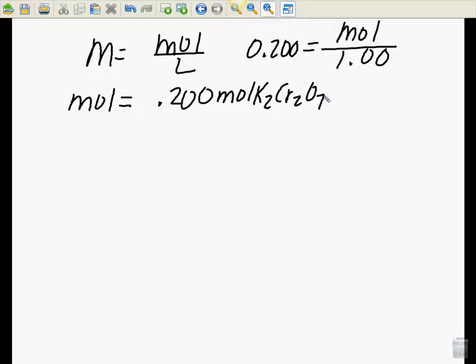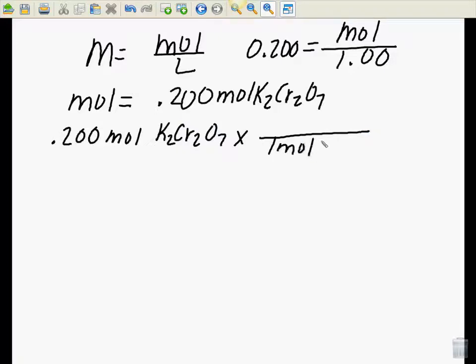And they were even really nice to us. Normally we'd have to calculate the molar mass of that mess, but in this case they said, hey, we'll give you the molar mass. So all you have to do is take 0.200 mole of K2Cr2O7 and do a mole ratio. They tell us that the molar mass is 294.2 grams of K2Cr2O7. All you have to do is multiply those two together.